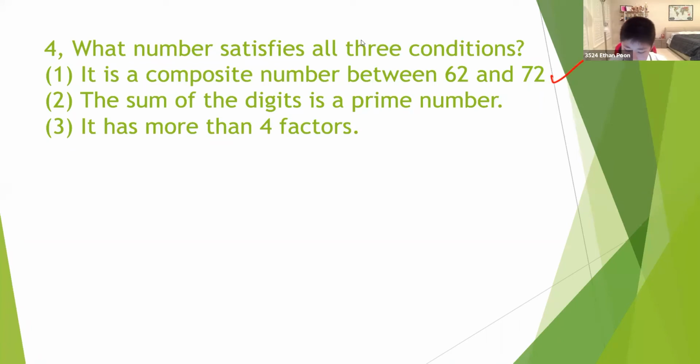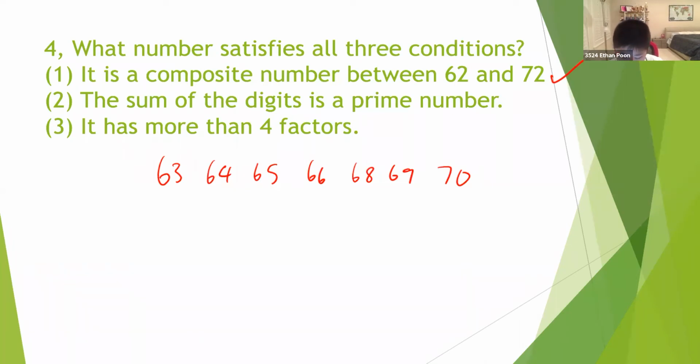We're going to list all the composite numbers between 62 and 72. Keep in mind that this is exclusive, meaning it doesn't count 62 or 72. And there are 20 questions, but we don't have to get through them all. So we have 63, 64, 65, 66, 68, 69, 70, and I think 71 is a prime number.